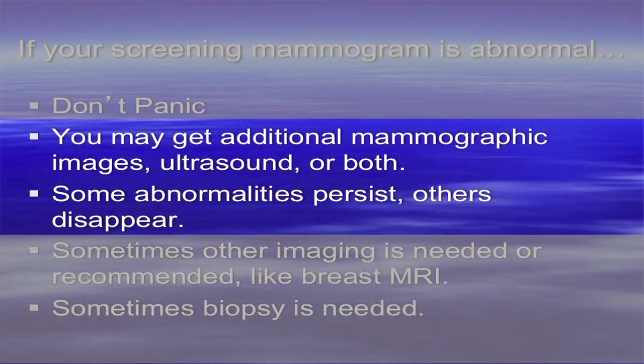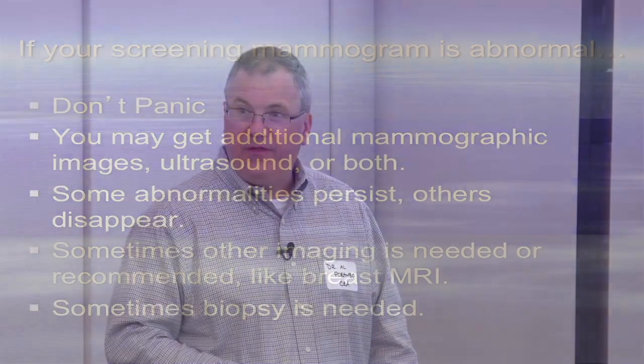You may get additional mammographic images, ultrasound, or both. For the most part, almost always if there's an abnormal screening mammogram, additional mammographic images are obtained, because with additional images we can often see the borders of abnormalities better. We can tell if something is due to overlapping shadows. Remember, you're taking a three-dimensional structure like a breast, putting x-rays through it, putting a detector or a piece of film on the bottom, and you're casting shadows on that detector or piece of film and then looking at it.